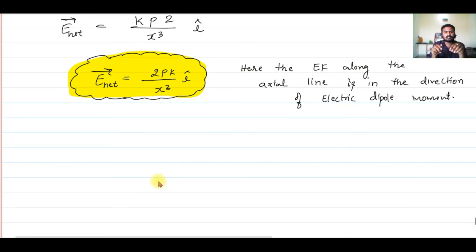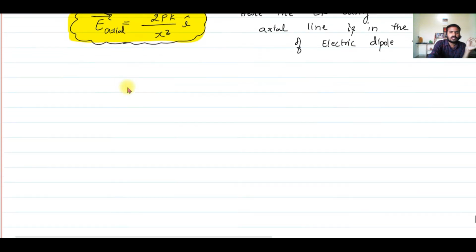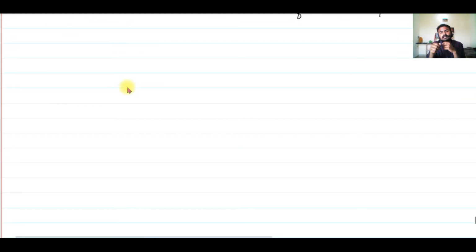The electrical field along the axial line, instead of E net, let me write it as E axial, is 2pk divided by x cube. The magnitude of electrical field is 2pk by x cube, and the direction is along the dipole moment. All right, now we can discuss the electrical field along the equatorial line of an electric dipole. That is our next topic.